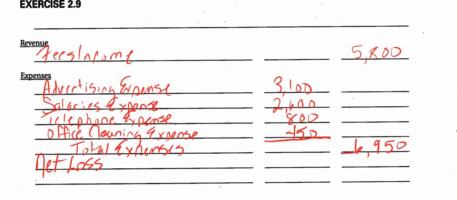We draw a single line. In this case, we subtract $5,800 from $6,950 to get $1,150. And that is a negative number, which you can put in parentheses, or you can put a minus sign in front of it. Right now, either way is fine. Okay, so we experienced a net loss for this period.